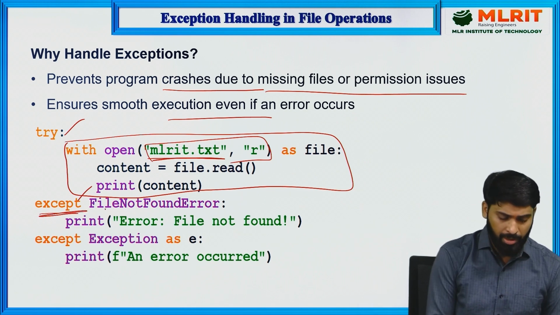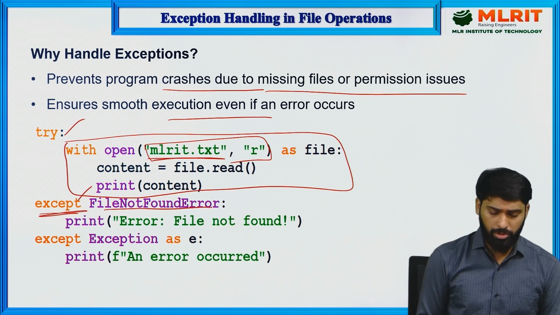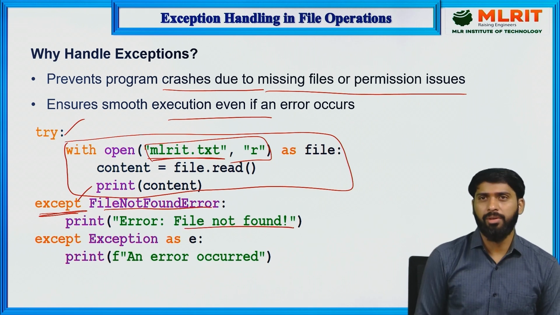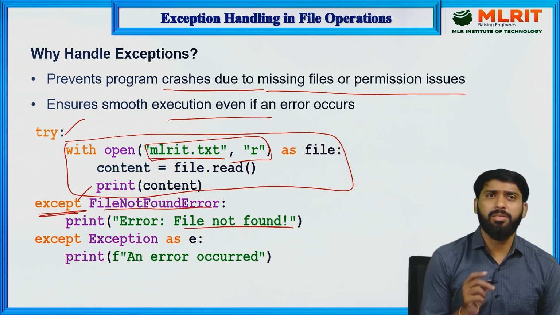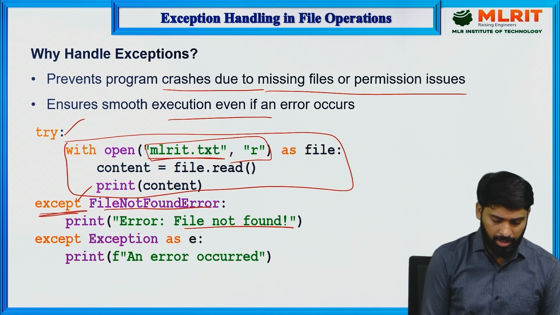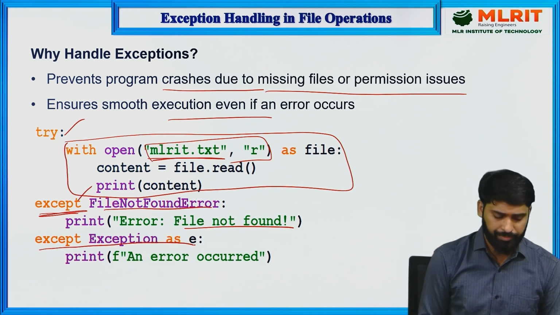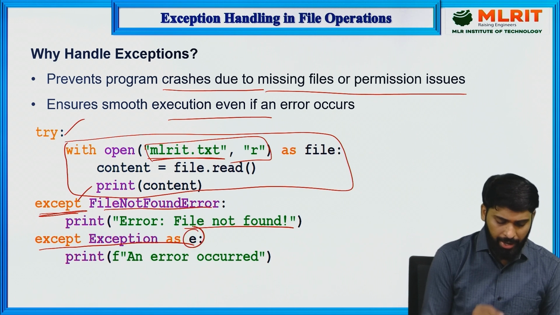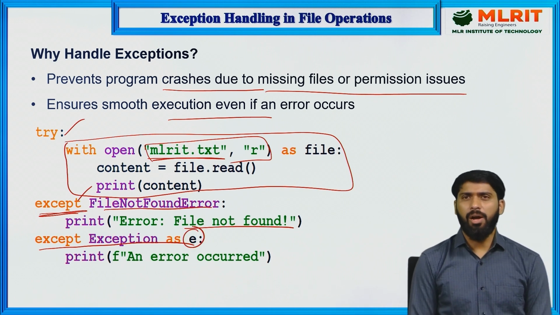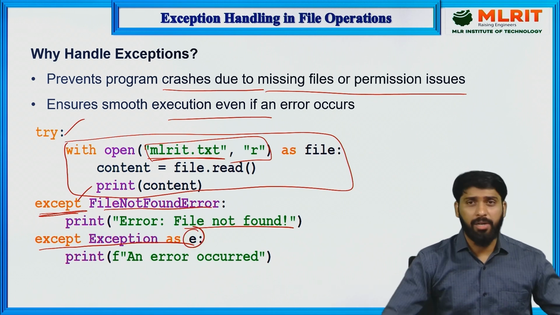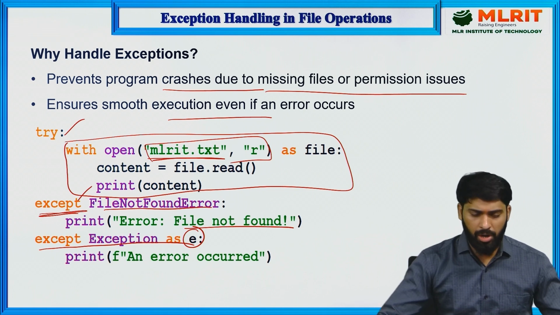Here, the FileNotFoundError, so it prints file not found. If there is an error other than this file not found error, then it can be handled with the help of the second except block. So here this is an error and it prints an error occurred. That's it. So let us see the execution of all these programs.